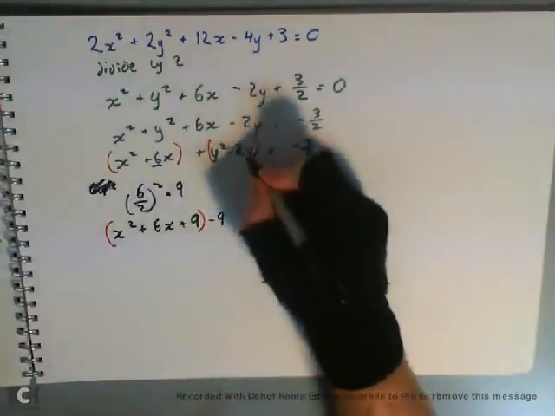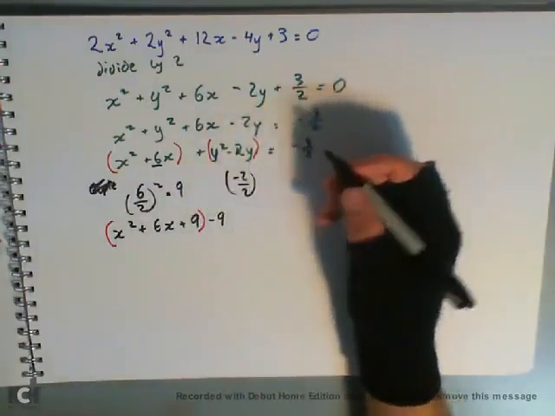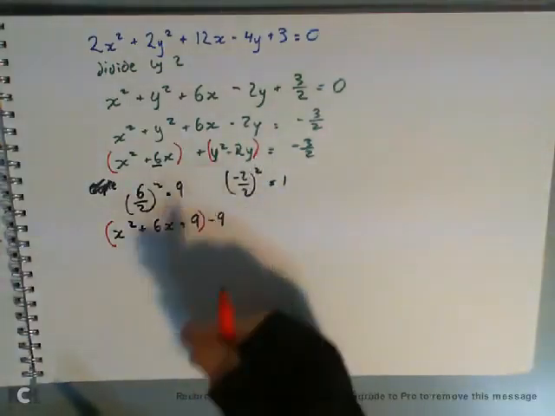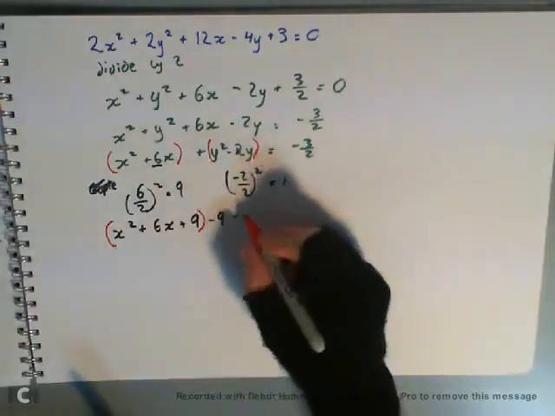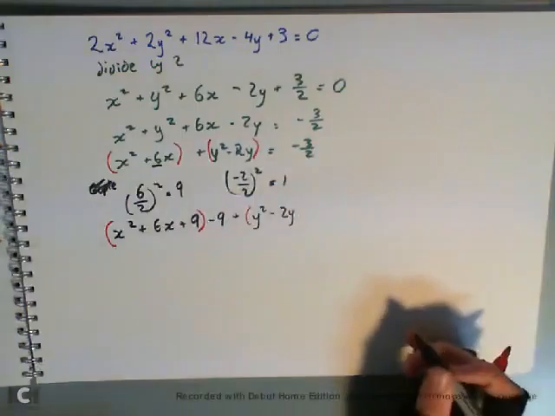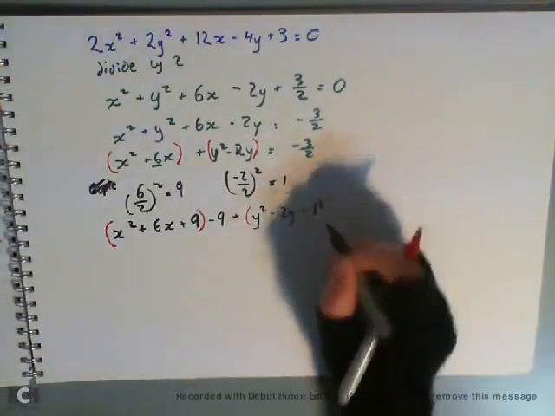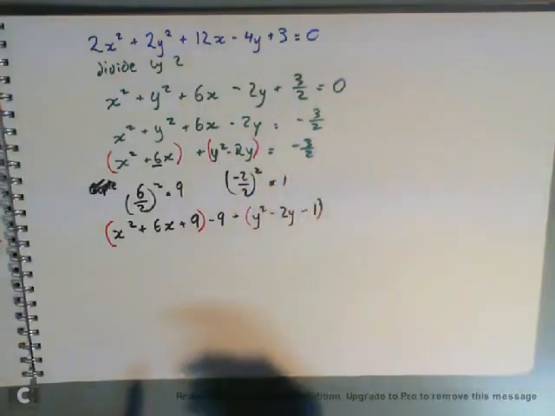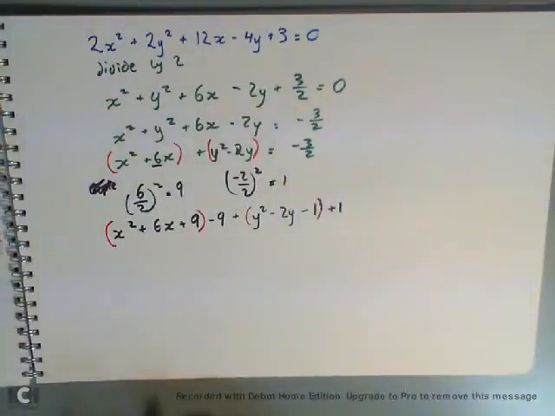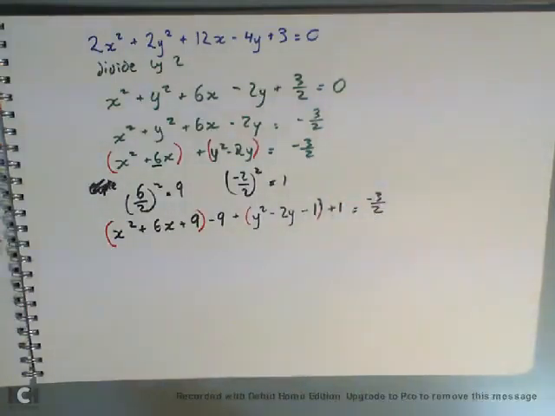So take the number next to y. In this case, it's minus 2. Divided by 2 and then square it, we'll get positive 1. So we actually want plus, we've got y squared, take 2y. Now we want to take away 1 because this negative. So outside your brackets, you'll have plus 1. And then all that's equal to our negative 3 on 2.